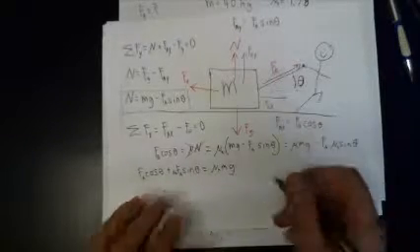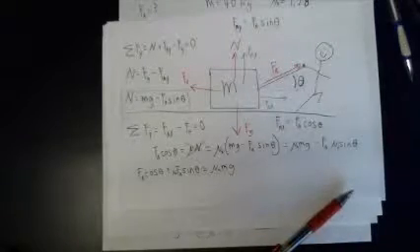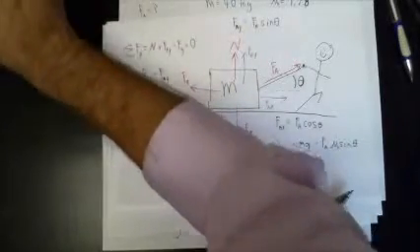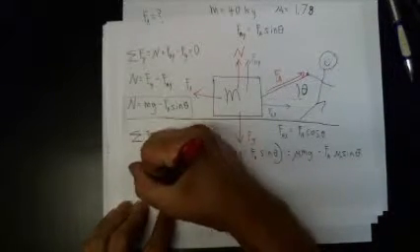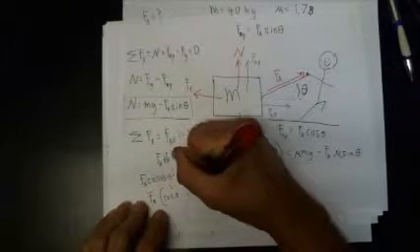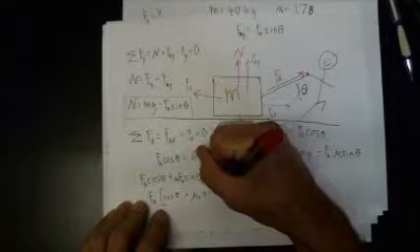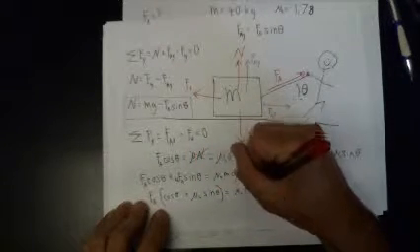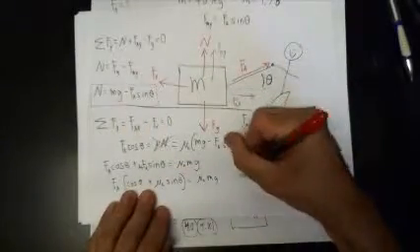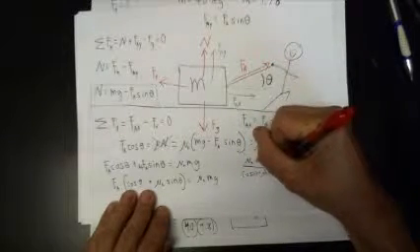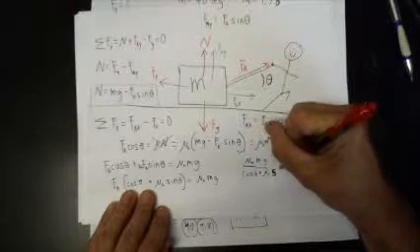There we go. Now I'm just going to factor out f of a multiplied by cosine theta plus mu of k sine theta equals mu of k mg, and therefore I'm going to divide by all of this stuff right here, so I get mu of k mg divided by all of this, cosine theta plus mu of k sine theta.